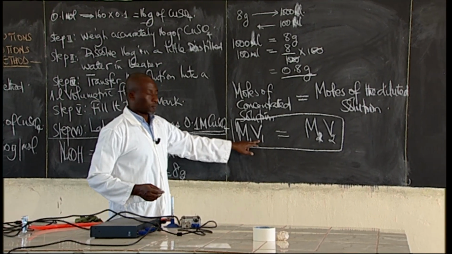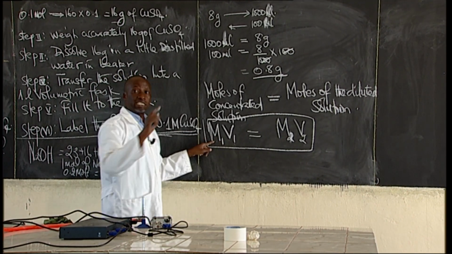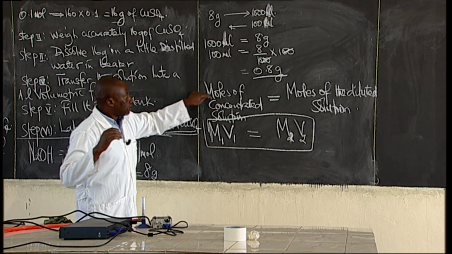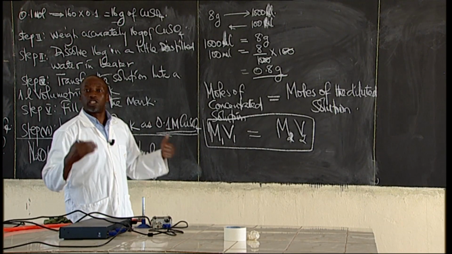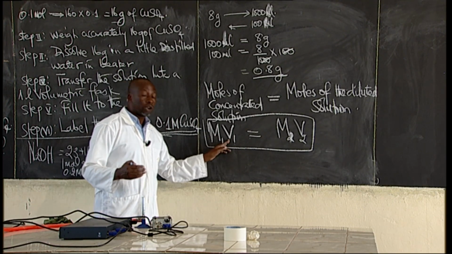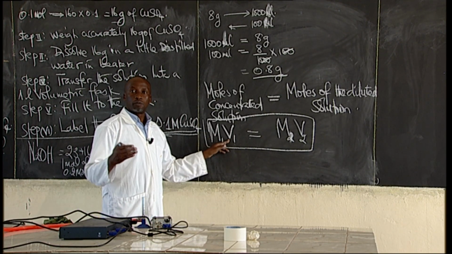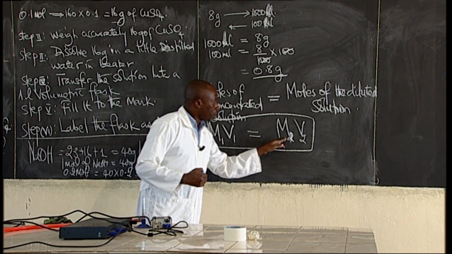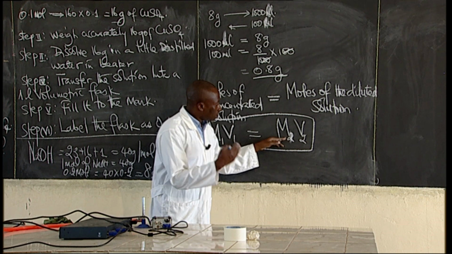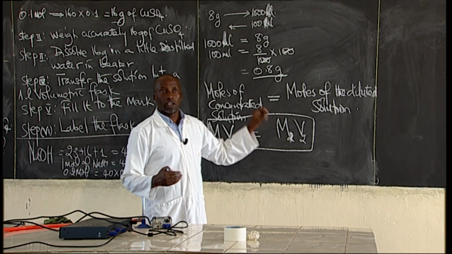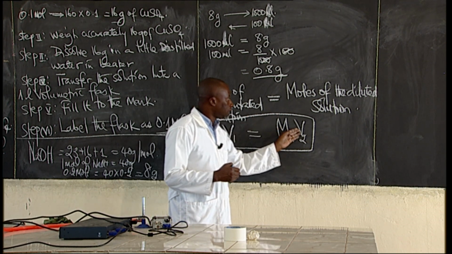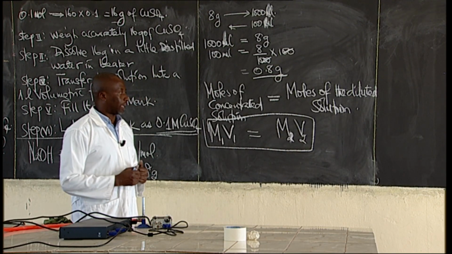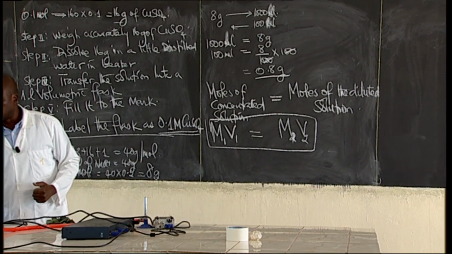M1 V1 equals M2 V2. M1 is the known concentration of the concentrated solution. V1 is the volume that you will need to measure. M2 is the concentration of the diluted solution, and V2 is the known volume of the solution that you need to make. Take an example on this.